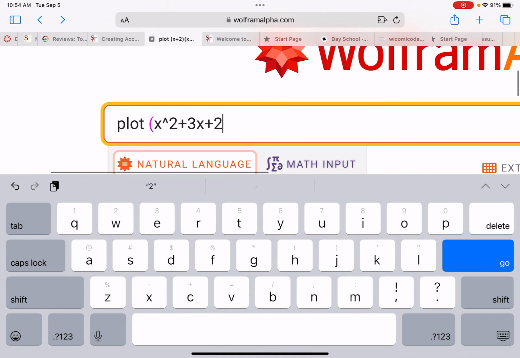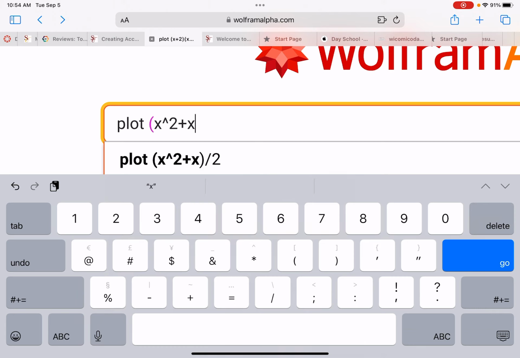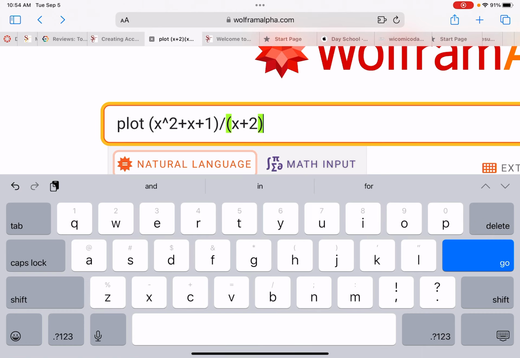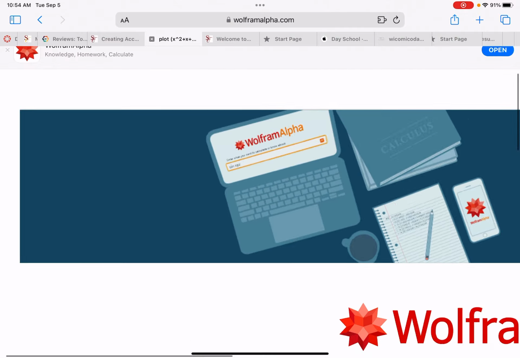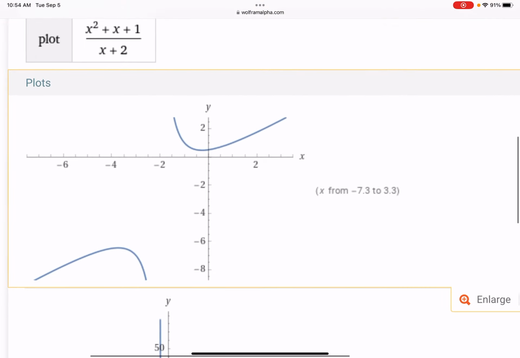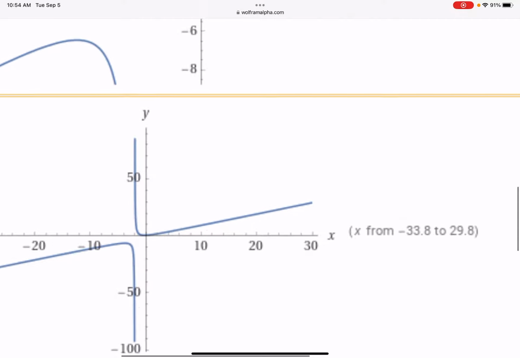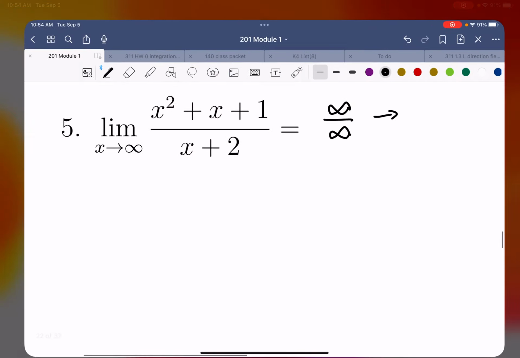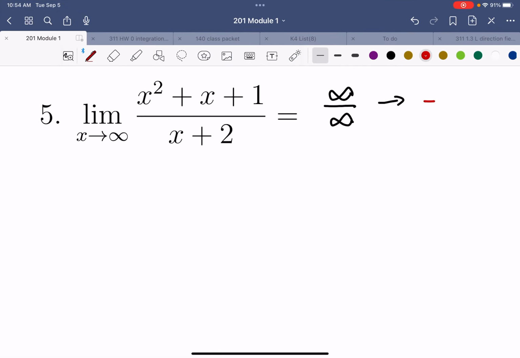Okay, so plus x plus 1 divided by x plus 2. And let's take a look at the graph. We're looking to see what happens to the graph as x gets large. So as we're headed out this way, you can see that that's headed up, okay? So this is going to be infinity. So it equals positive infinity.